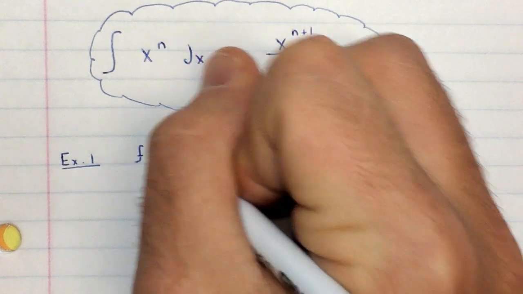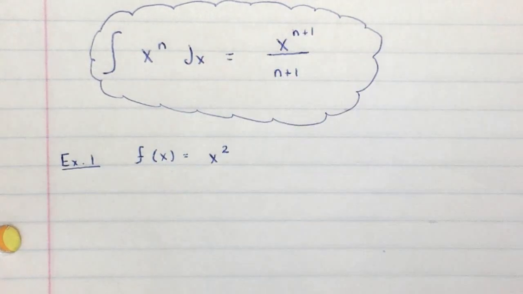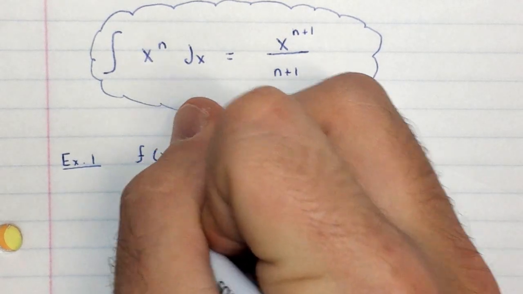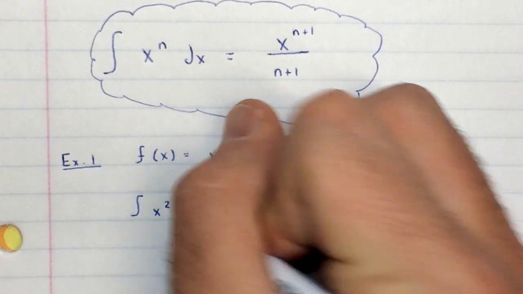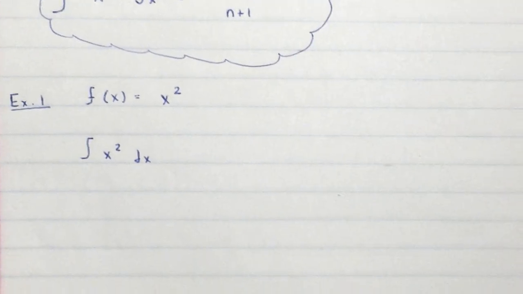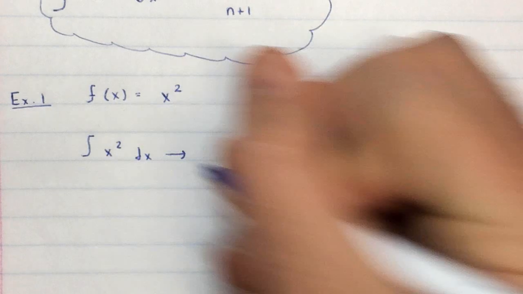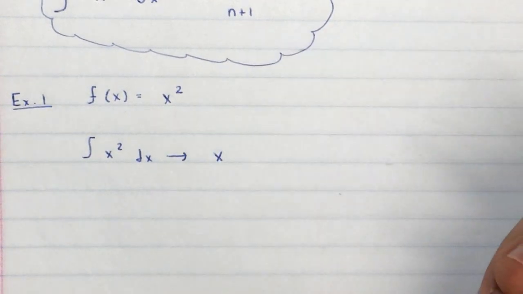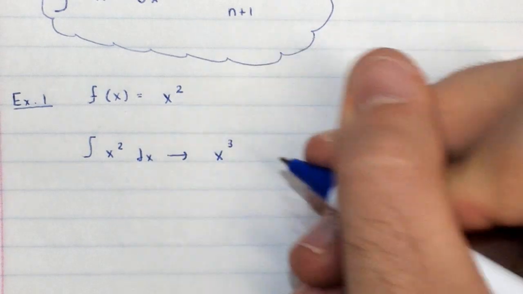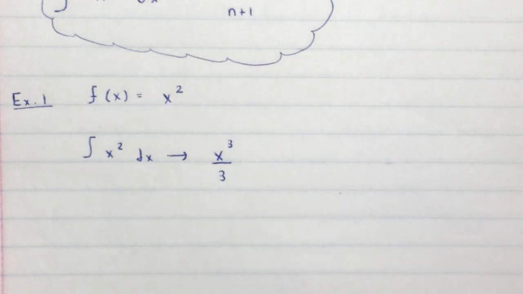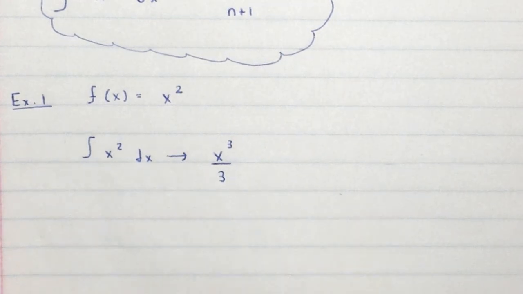f of x is going to be equal to x squared. That's the function we're going to be dealing with. I want to find the integral of x squared dx. So, using my reverse power rule, it says I'm going to increase the power. So it's going to be x to the what power? 3, divided by what? 3. So I started with 2, increased it to 3, and divided by 3.